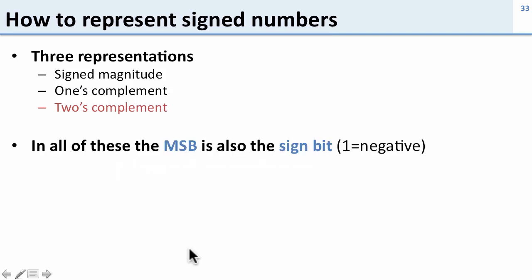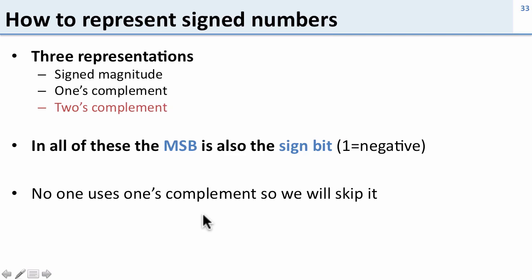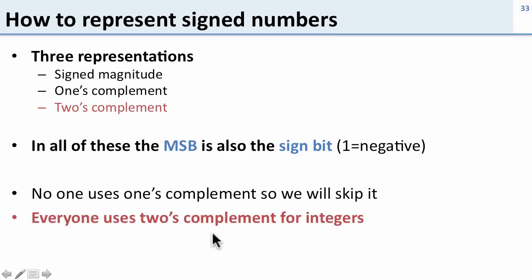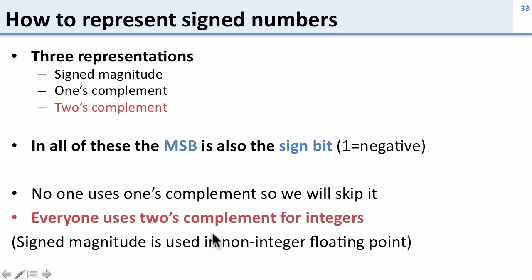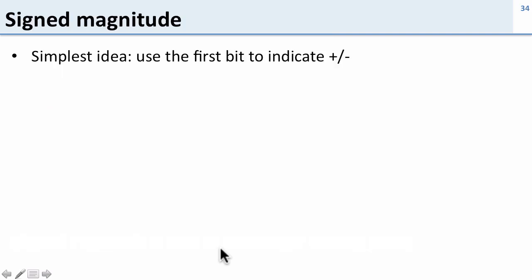So in all three of these representations, the MSB, or the most significant bit, is also the sign bit. That means if the most significant bit is 1, all of these numbers are going to be negative. If it's 0, they're positive. So no one uses 1's complement, as I said, so we're going to skip it. Everyone uses 2's complement, that's what we're going to talk about next. But signed magnitude is also used in a few cases, so we'll see it again when we talk about floating point numbers.